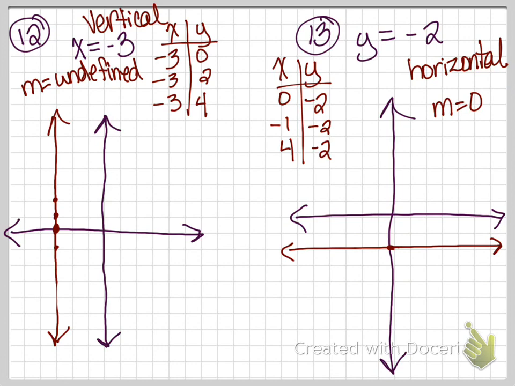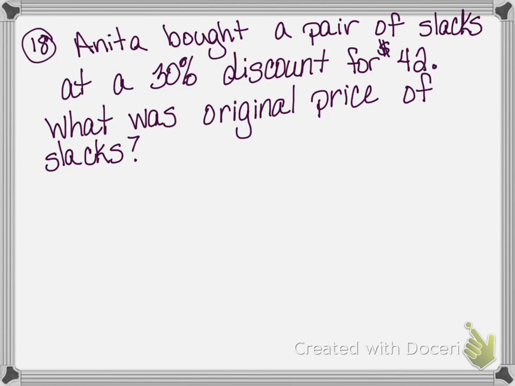Okay? Now we're going to go to everybody's favorite part, which is word problems. Everybody loves word problems, but that means we're at the end of the test. So that's good stuff. Okay. Anita bought a pair of slacks at a 30% discount. And the amount that she paid for those slacks is $42. Okay? She paid $42 when they were 30% off. What was the original price of the slacks?